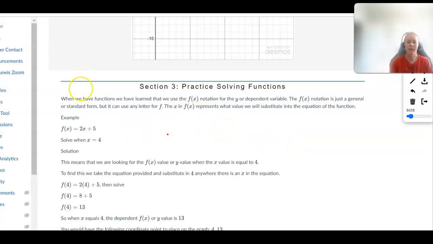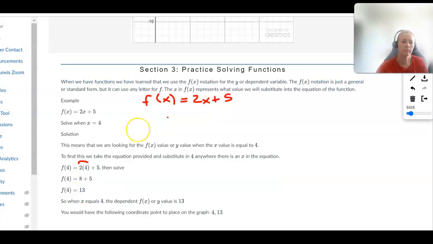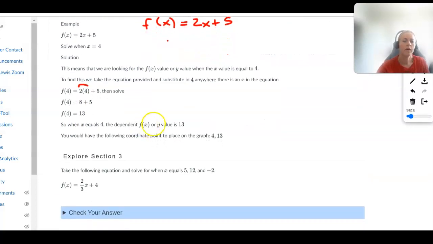So for example, let's say we're given this function f of x equals 2x plus 5. Solve when x equals 4. All we're going to do there is put 4 in for x and solve it. So if we look, we have 2 times 4 plus 5. 8 plus 5 equals 13. So that tells us f of 4 equals 13. We'd also know that we'd have the coordinate point (4, 13) to place on the graph. So if we were graphing this function, we could put that point on the graph.